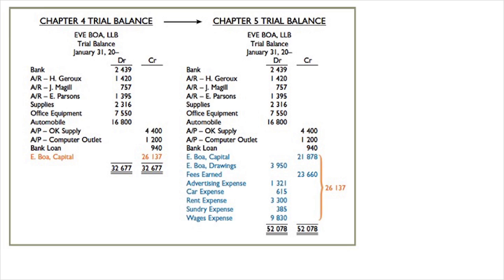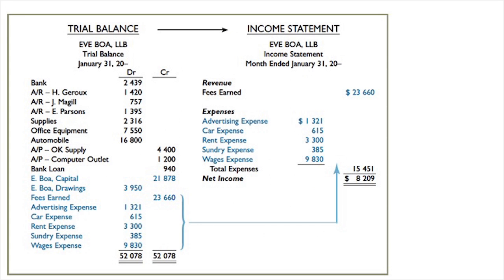A fees earned account, where all money earned for services performed are gathered. And various detailed expense accounts such as advertising expense and wages expense, which gathers transactions and places them in individual accounts so the owner can see where money is being spent. These accounts combine to give a much more detailed look at the progress a business is making over a period of time. The income statement.